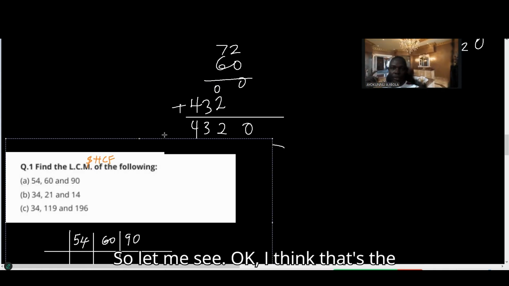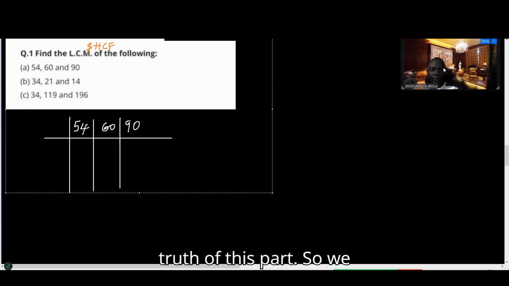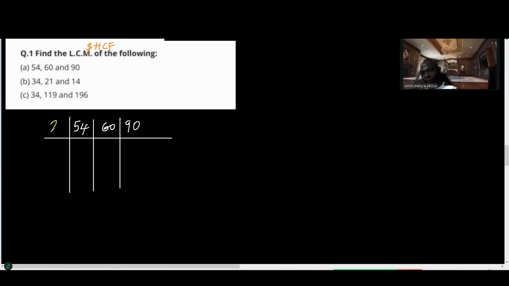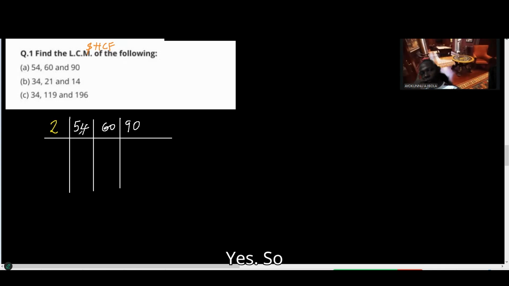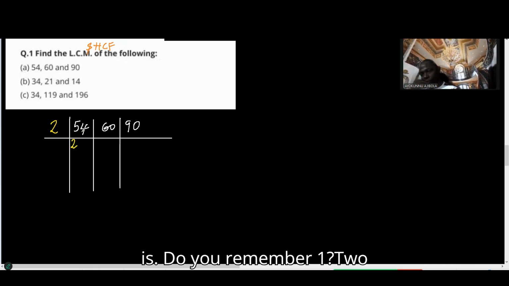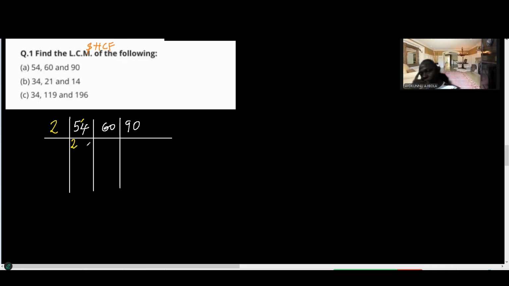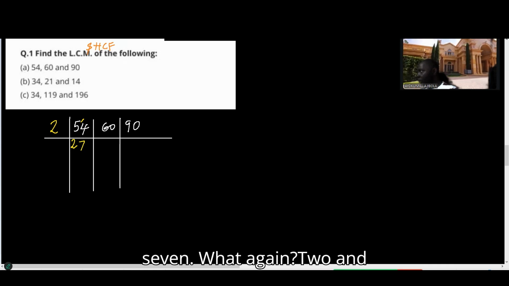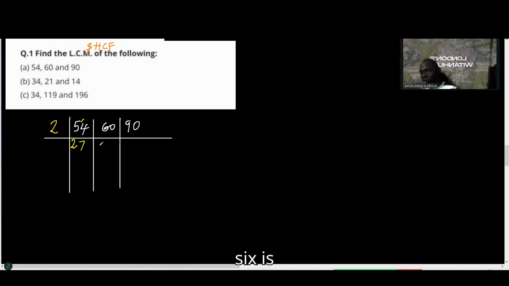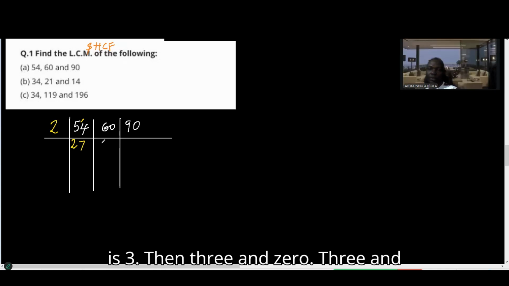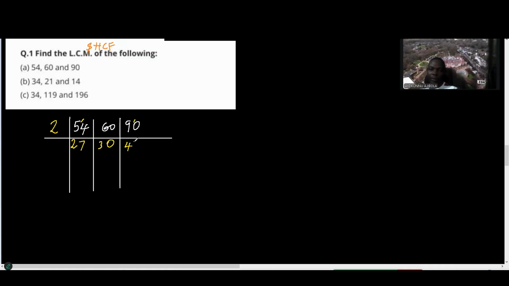So let me see. Okay, I think that settles this part. So we can use two. Tell me what to write down. Two in five, remainder one. Two in 14 is seven. Then two in 6 is three. Then two and 3 is... Two in 30 is 15. Two in nine is four, remainder one. Two in 10, five.